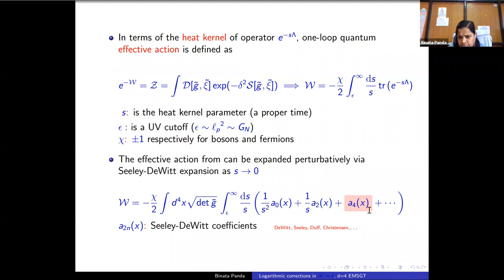Is it clear? Yeah, maybe same question to Winifa. Yeah, I also didn't understand. So it starts from 1 over S square. So how do you know that it starts from 1 over S square? Are there no more singular terms like 1 over S fours?